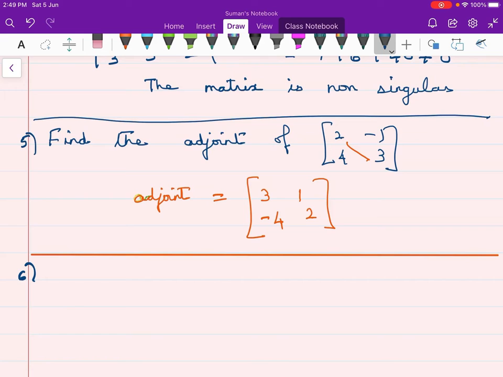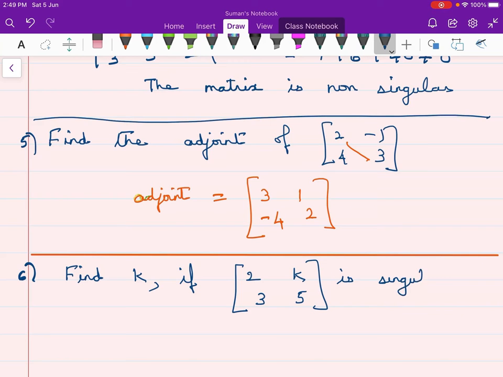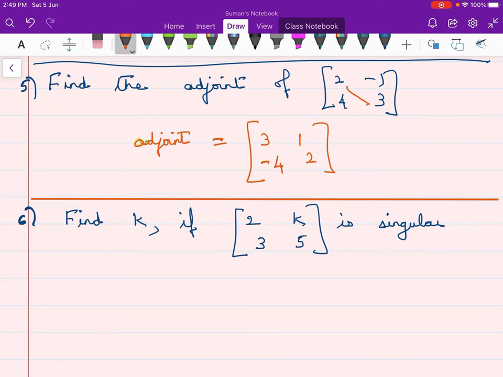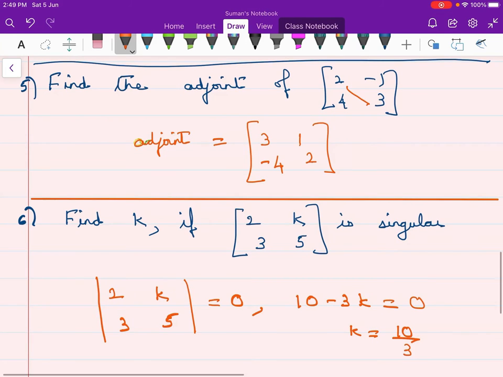We move on to the next question. Find K if this matrix [2K, 3, 5] is singular. As we had already talked about earlier, if a matrix is singular, then the determinant is 0. So I have the determinant of [2K, 3, 5] equal to 0. Simplifying, I get 10 minus 3K is 0. So that means K is 10 by 3. So your answer is 10 by 3.